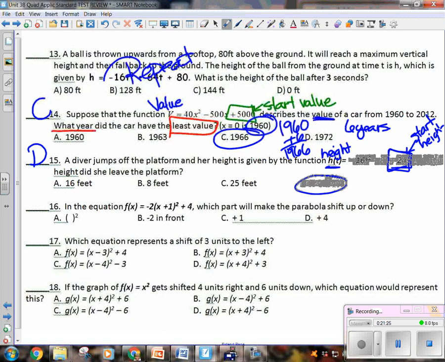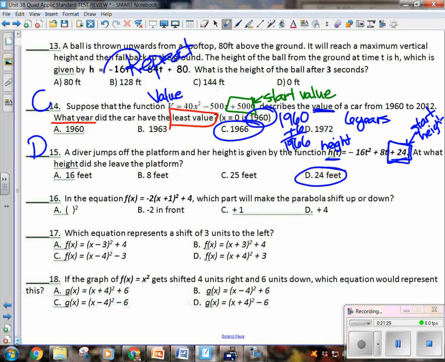16. In the equation, and this is where if you have your sticky note, this is when we were practicing inside numbers and outside numbers, negatives in front, and so forth. Which part of that function will make the parabola shift up or down? I believe that's a number on the outside. I think that's your very first bullet. A number on the outside makes it go up or down, same as the number. So the number on the outside is the +4. So the answer to 16 is D.